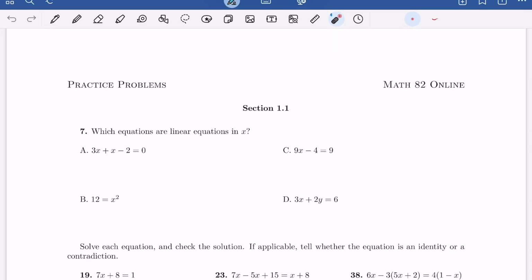In this video, we're going to go over some practice problems from our textbook from sections 1.1 through 1.3. So starting with question 7 here, which equations are linear equations in x?